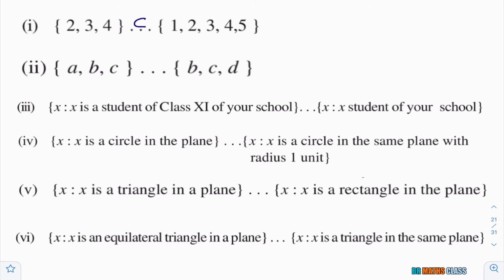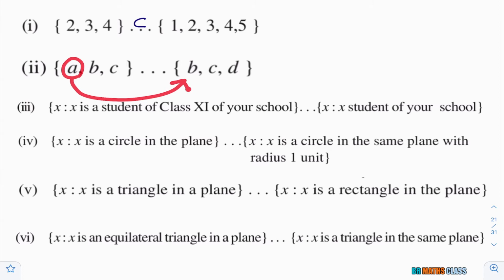Now you see the second bit. Are all the elements present in this set present in this set or not? You just check here. A is the element present in this set. Is that element A there in this set? Yes or no? A is not in this set.